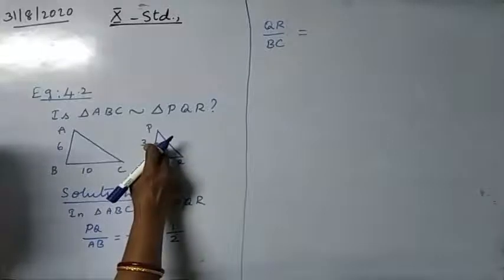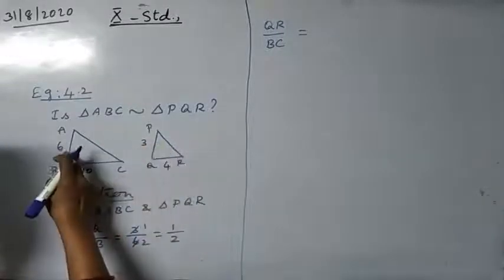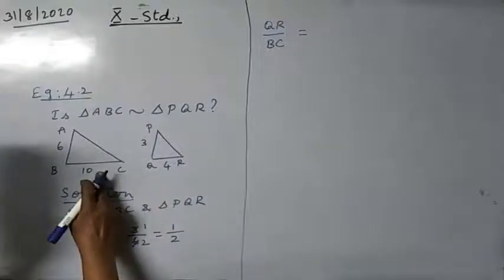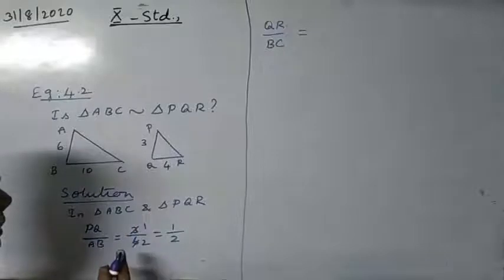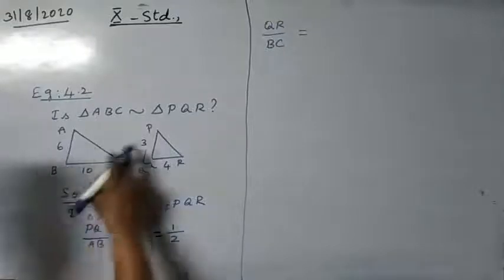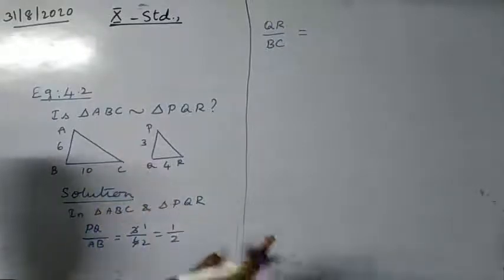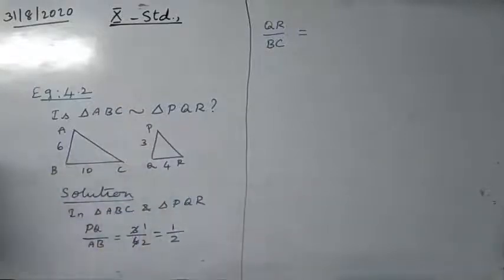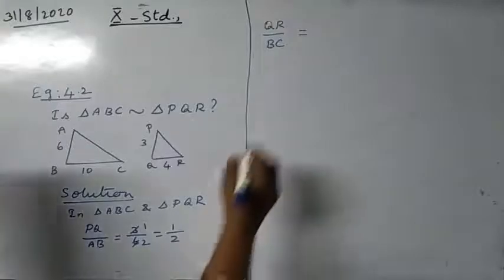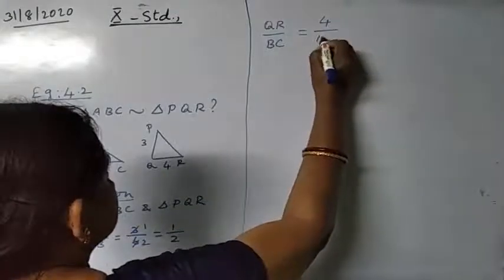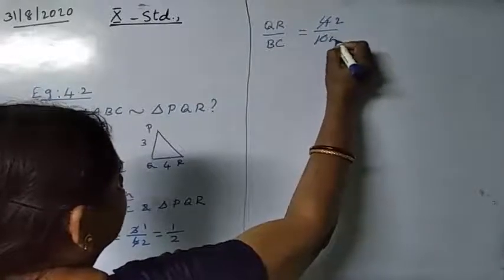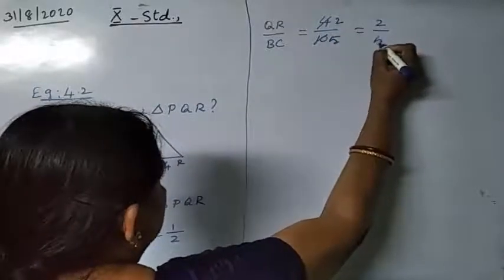The first time, you take PQ first and AB second. The next time, you have to take this triangle to this triangle only, you should not switch them. In case you are taking AB by PQ, then the next time you have to take BC by QR. So take it properly. So QR is 4, BC is 10. Now cancel with 2 times, 2 times 5 times. So it is 2 by 5.